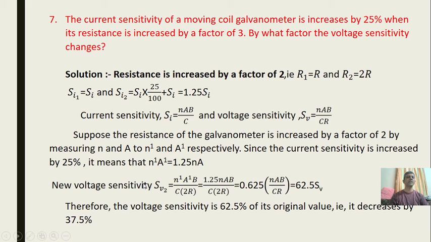New voltage sensitivity SV2 is equal to N dash A dash B divided by C into 2R, that is equal to 1.25 NAB divided by C into 2R, that is equal to 0.625 NAB divided by CR, that is equal to 0.625 SV, the sensitivity of the voltage. Therefore, the voltage sensitivity is 62.5% of its original value, that is, it decreases by 37.5%.